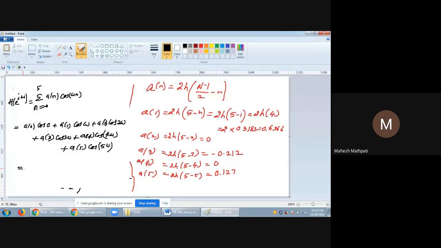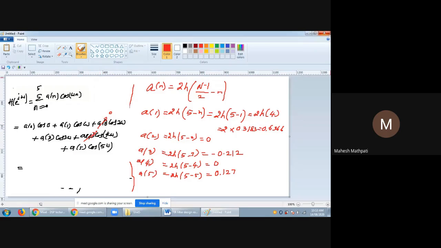Any difficulty here? No, sir, no difficulty. Next, we have calculated all the values. So which are the zero values here? Here the term a of 2 is 0, so this complete term will go to 0. And which part again goes to 0? A of 4. This part will also go to 0.